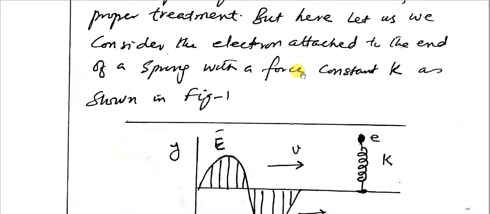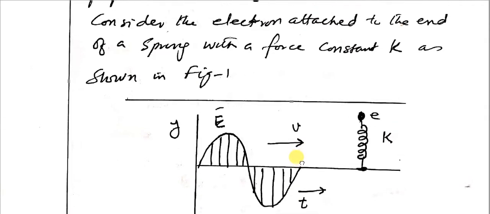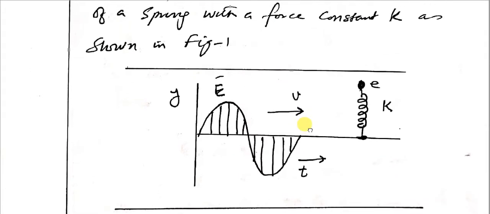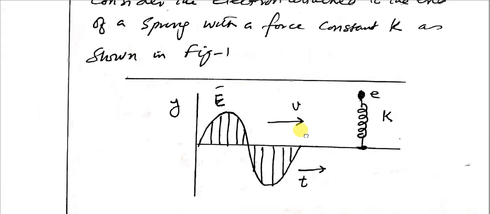But here let us consider the electron attached to the end of a spring with a force constant K as shown in the figure. So we take the electron model in this case to work out the relationship for the dispersion.